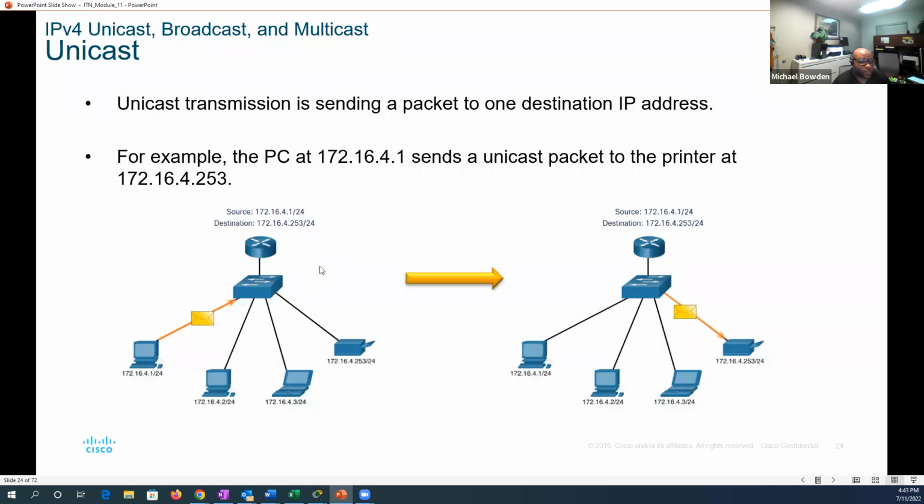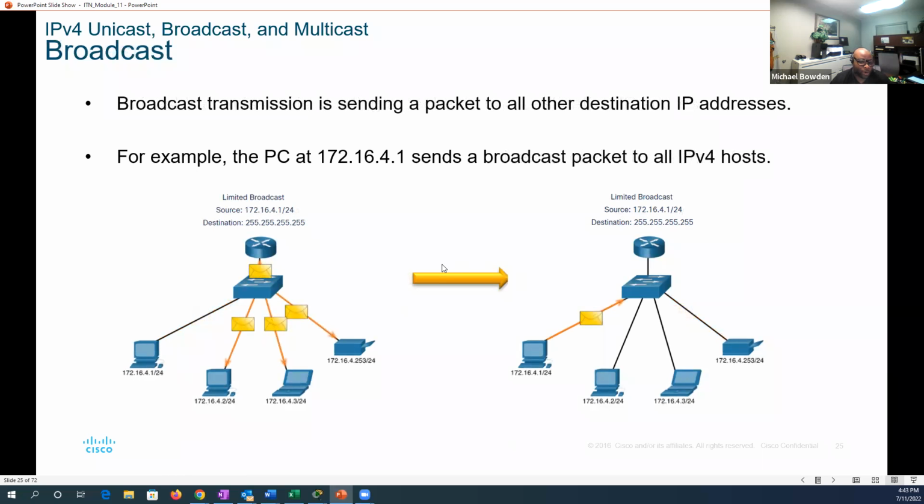So for breaking down those addresses, you have what's called a Unicast, which is the transmission of sending a packet from the source to the destination, one-to-one. In the example here, you see the PC sending a packet to the printer. So that's a Unicast transmission that took place, going from the source to the destination of the printer.